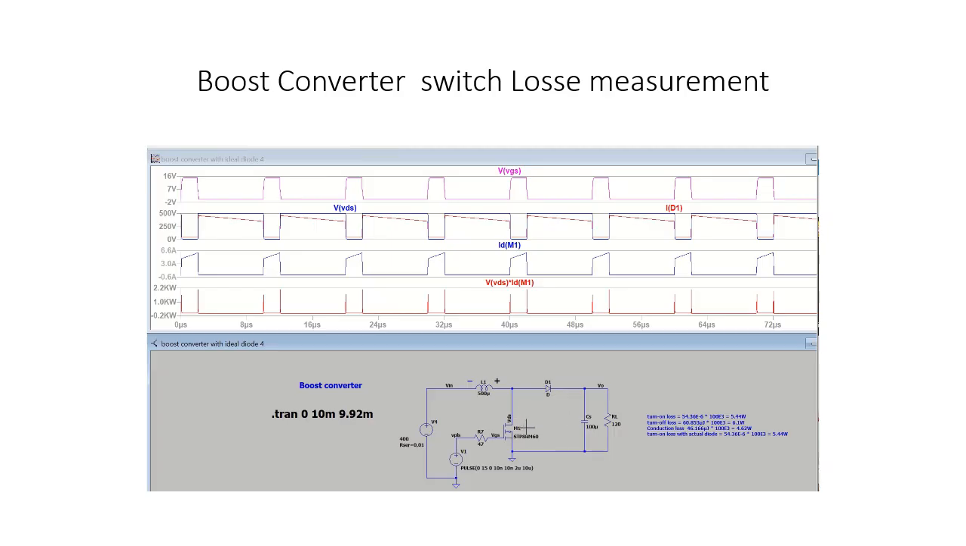When the MOSFET is turned off, the inductor current has to maintain continuity, so it flows through the diode to the output. During this time, the inductor current falls to produce a voltage of this polarity. With input voltage plus inductor voltage, the total voltage will be more than the output voltage, so the diode is forward biased. So during on time, the energy is stored in the inductor. During off time, the inductor energy is transferred to the load.